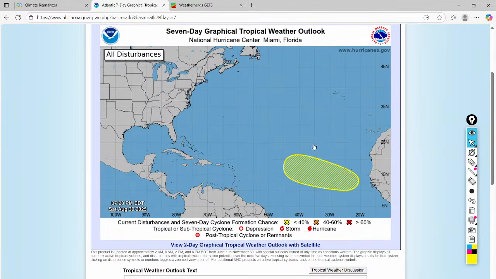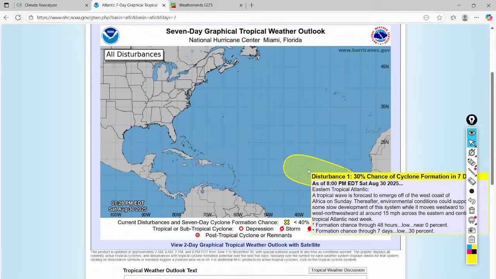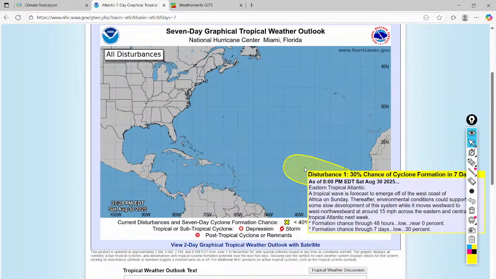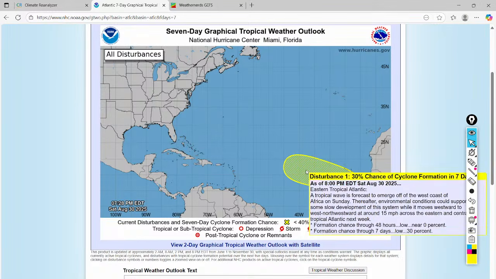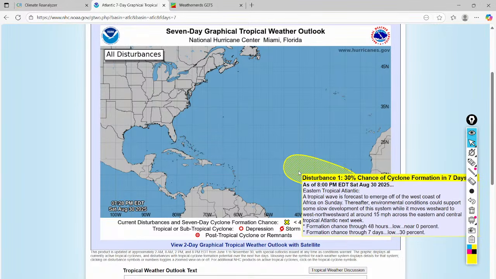So currently we are looking at an AOI here in the Atlantic. We are going to be taking a look at the main development region, as we do have one AOI that has a very interesting look of developing possibility.